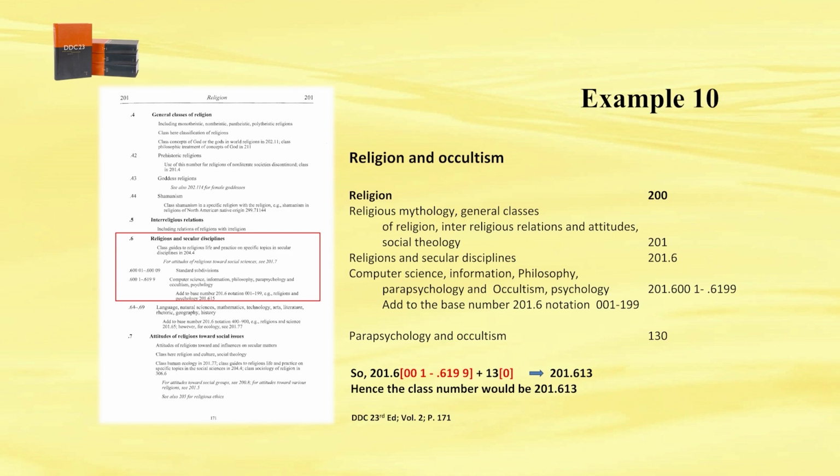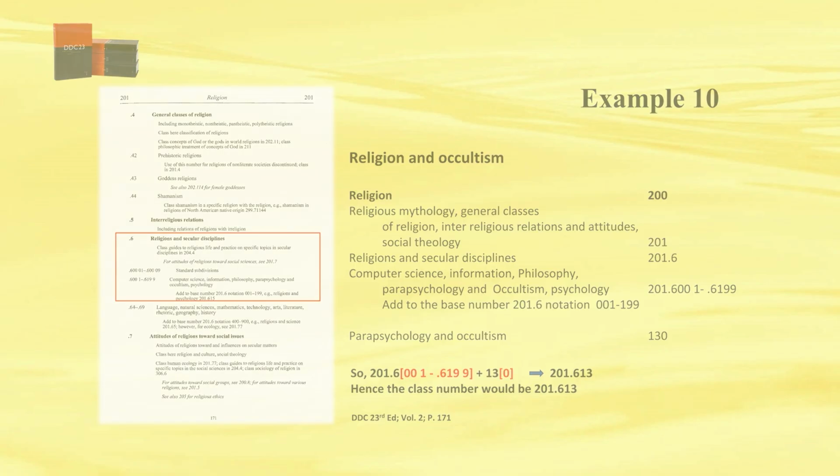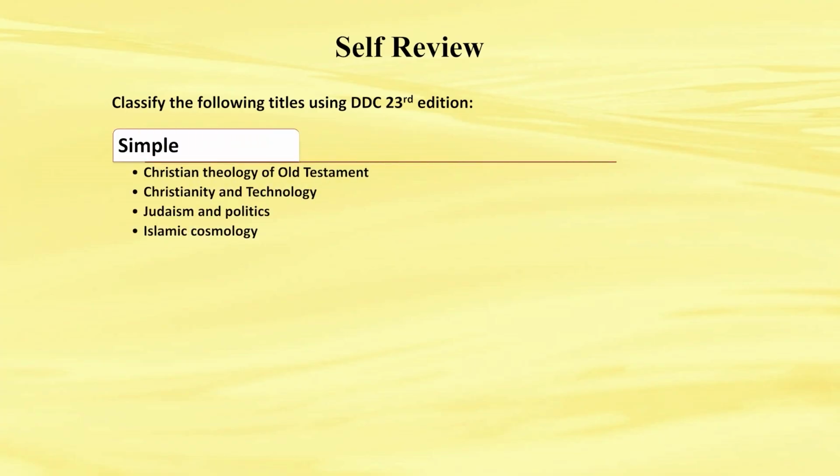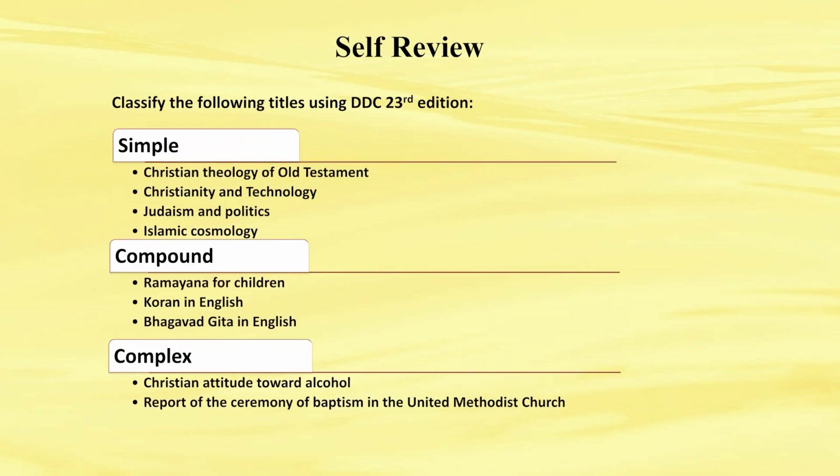So I hope you can understand the class 200. So let's check how you have understood it. We have some questions on your screen, or you can say some titles of documents. We have classified them into 3 categories: simple, compound, and finally complex. You can try it on your own using the DDC 23rd edition so that you can understand how much knowledge you have achieved by watching the video.